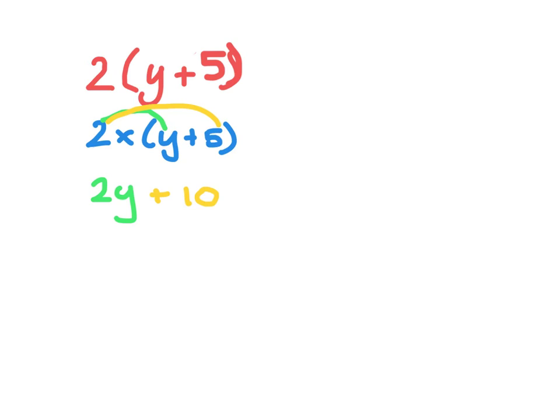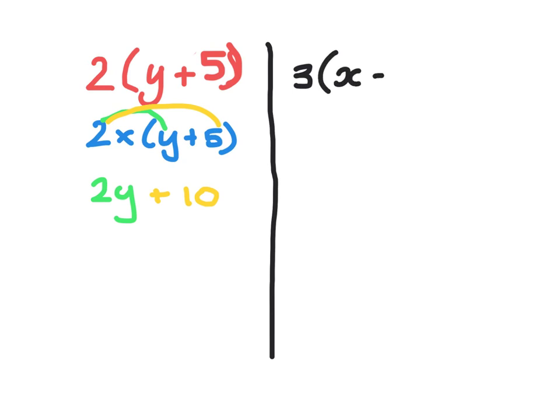Let's try a slightly harder example this time. So if you can do the first two, fabulous. Now let's try this second one. I've got 3 brackets, x minus 2. Okay, so what does that mean? It means 3 times everything inside that bracket, and there's a little bit of a trick, which is that minus. So let's write it out. 3 times everything inside that bracket, and then use our arrows.